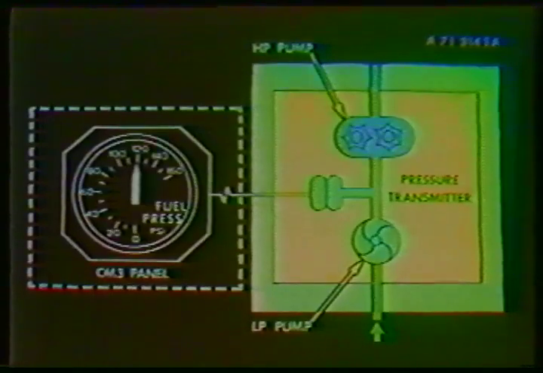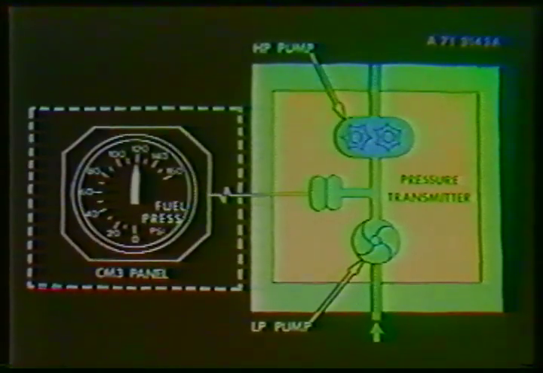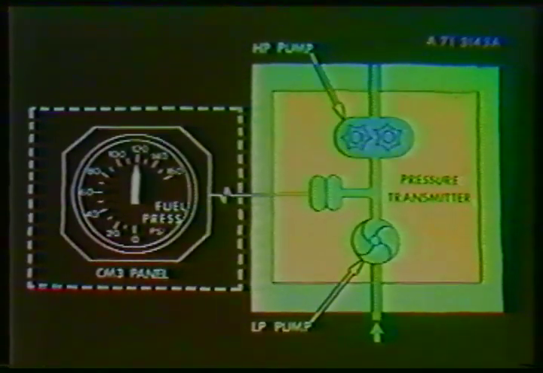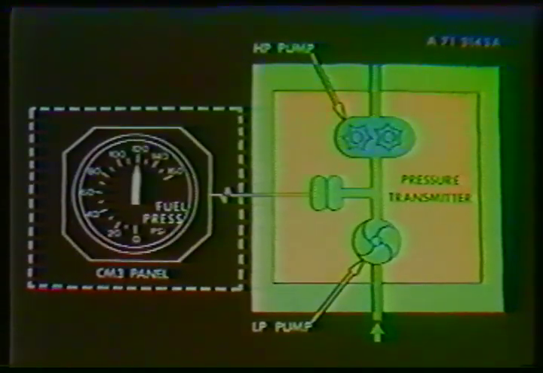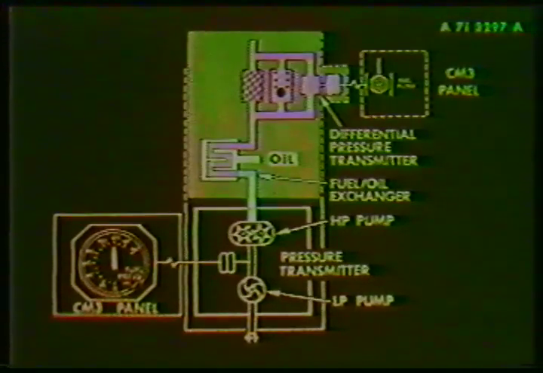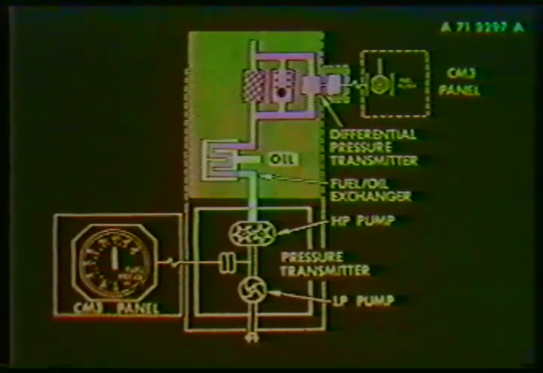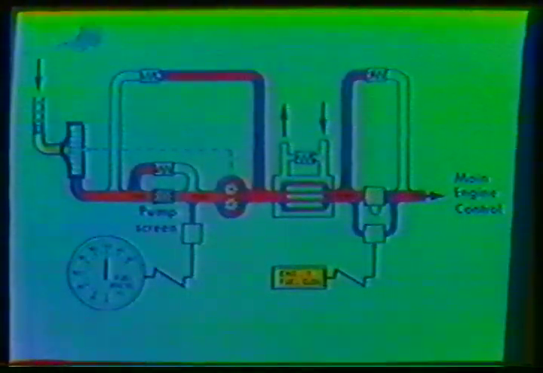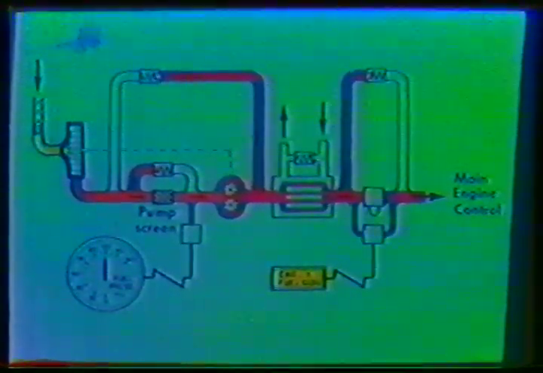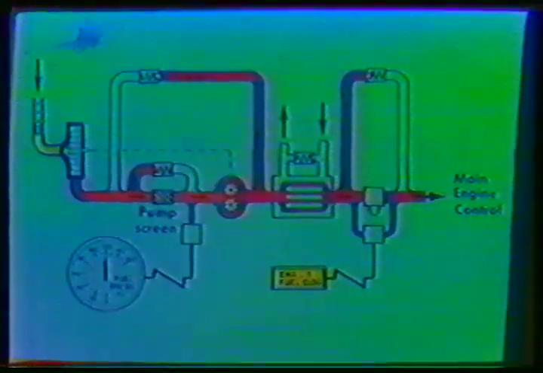The engine fuel pressure is supplied by a low and high pressure pump. The fuel pressure is sensed between the 2 pumps by a pressure transmitter, and is shown on a fuel pressure indicator on the second officer's panel. These pumps are driven by the same shaft from the accessory gearbox. The fuel passes through a fuel oil heat exchanger in order to cool the oil and prevent the fuel from icing.